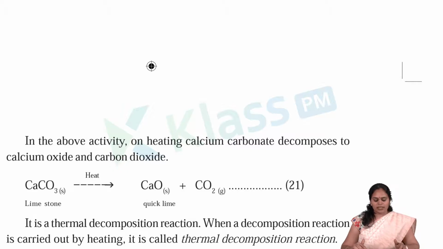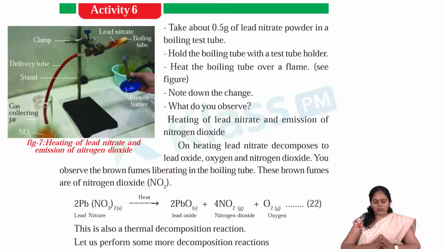In the above activity, heating calcium carbonate decomposes it to calcium oxide and carbon dioxide. Here, the participant or reactant is only one, that is CaCO3, that is limestone, only one substance. It is decomposing as two substances, that is CaO plus CO2. CO2 is a gas released so that the matchstick is turned off. It is a thermal decomposition reaction. When a decomposition reaction is carried out by heating, it is called a thermal decomposition reaction.